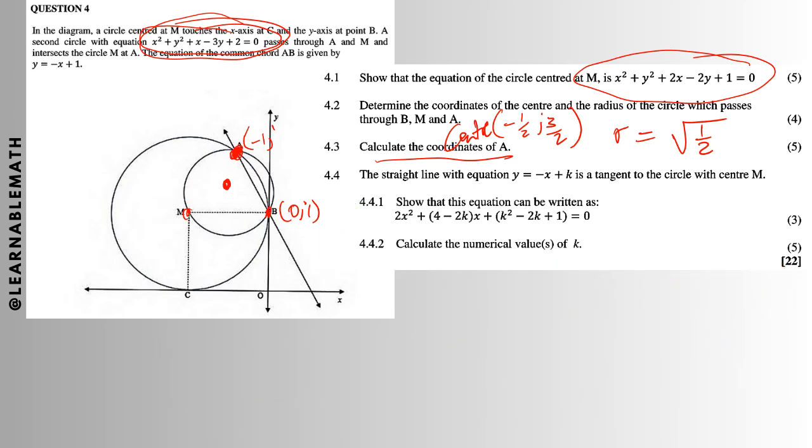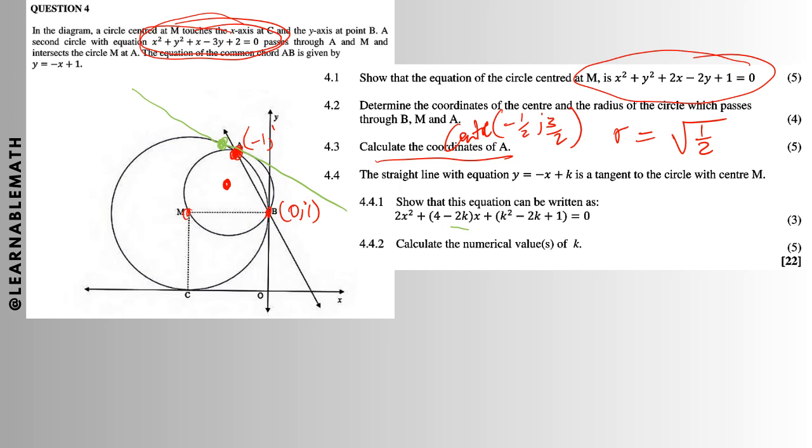So 4.4, they are saying the straight line with the equation y = -x + k is a tangent to the circle with center M, right? So they are saying there's another equation, which is -x + k, which is a tangent to the circle with center M. Perhaps let me just show any line here that could possibly be a tangent to a bigger circle. Obviously a tangent touches at one point. So they are saying show that this equation can now be written like this. Okay, to show that, you see that the new equation has some k there.